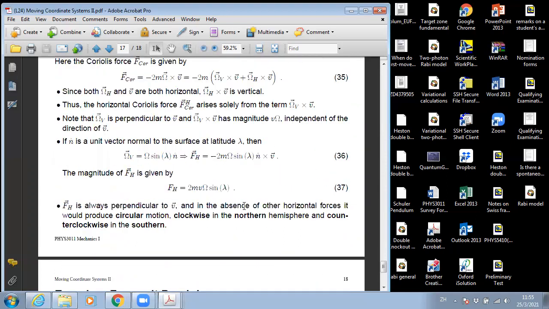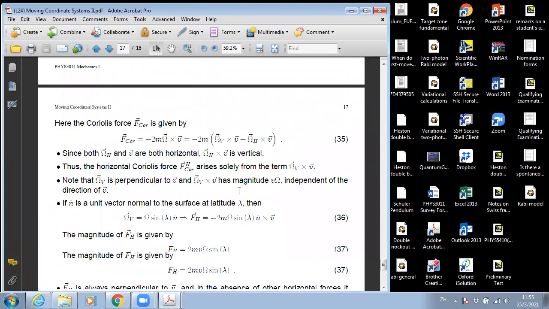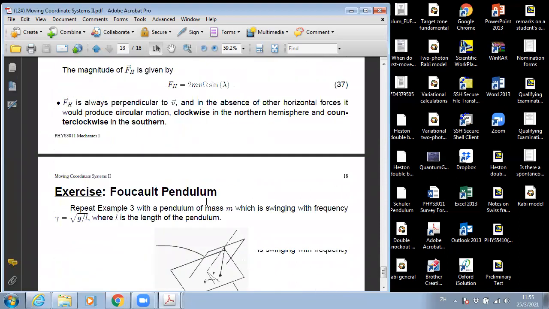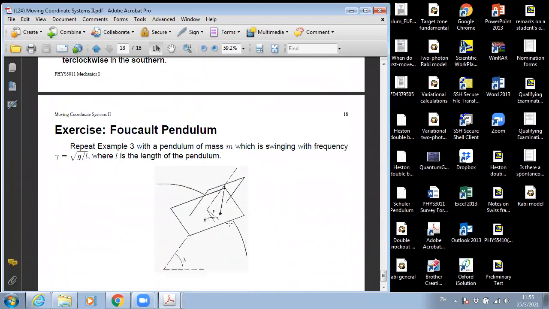Now, this part is actually related to the Foucault pendulum. And obviously, I will give this exercise, not as an example, as a question in the next problem set, so that you can explore it by yourself. Okay? Yes.